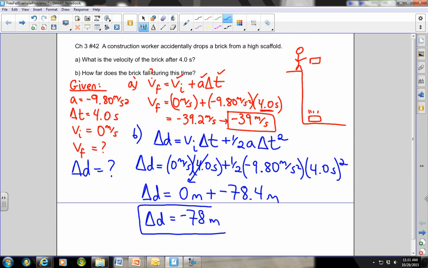And is it okay that displacement is negative? Well, yes, because it fell down from where it started. So we're basically saying if this is 0 here, up where it started, okay, then it's fallen down below 0. So that's fine. Okay. Now let's do another type of problem where it's something that's thrown or kicked.